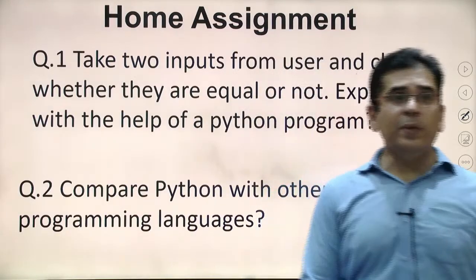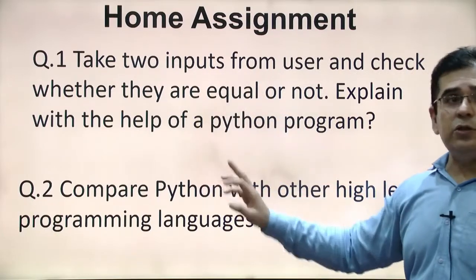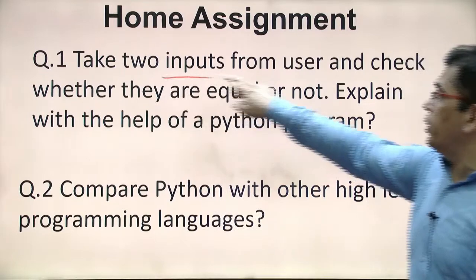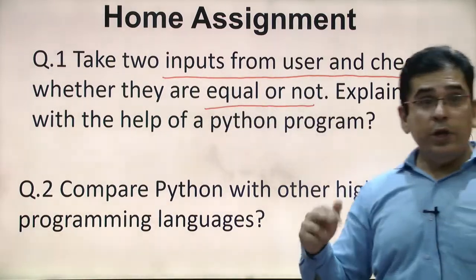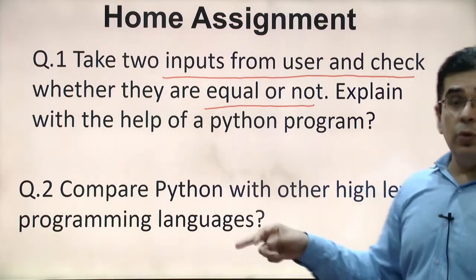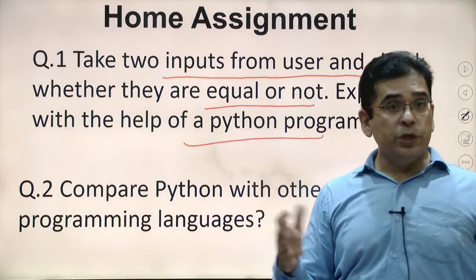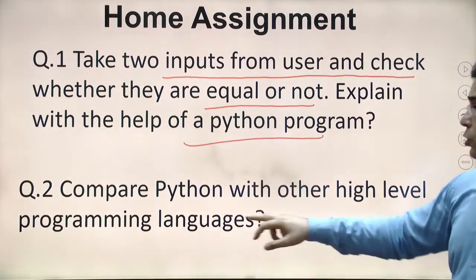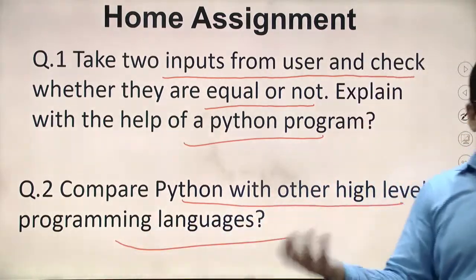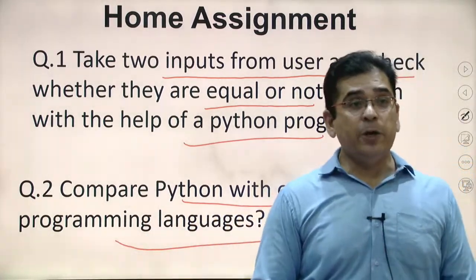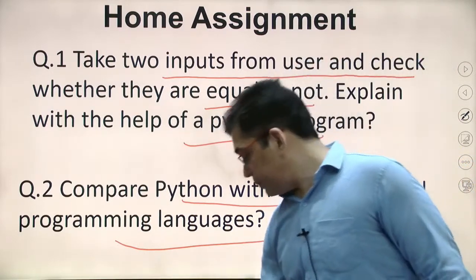Okay, this is the home assignment for all of you. You simply need to solve these two questions. Take two inputs from the user and check whether they are equal or not. So the equal operator can be used. You need to write a Python program for this and run it in the Python tutor. And the second question is you have to compare Python with other high level programming languages. I have given a very detailed explanation of Python's comparison with C, C++, Java, etc.